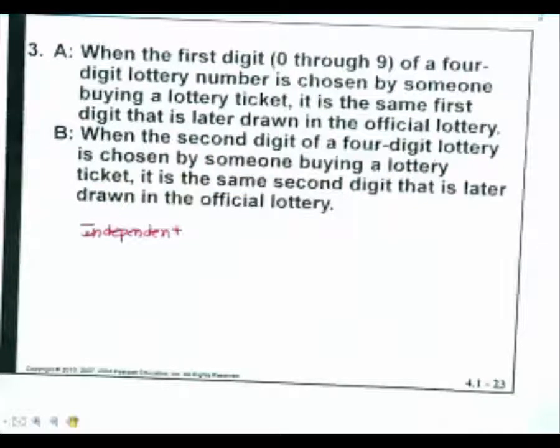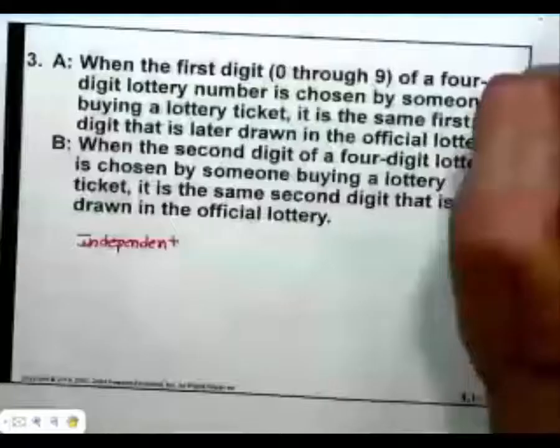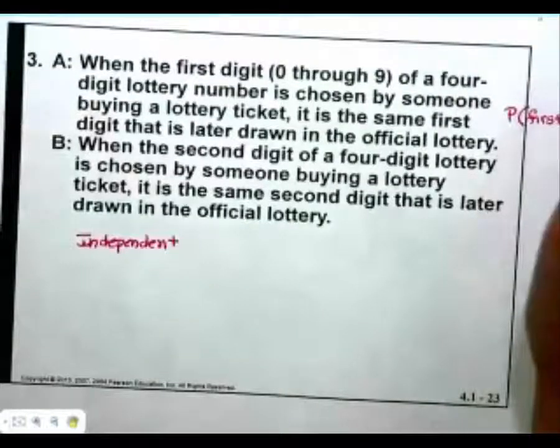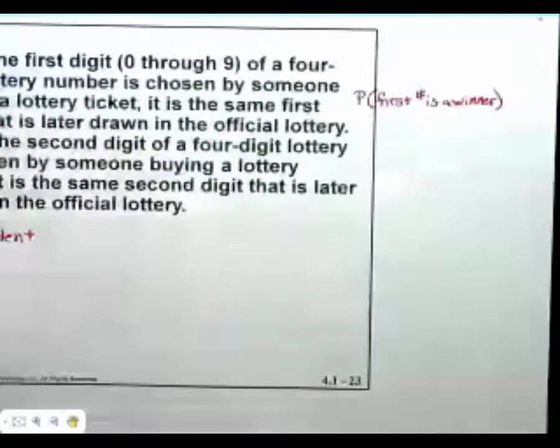What is the probability that that first ping pong ball is going to match the number on my lotto ticket? 1 out of 10. There are 10 balls in the first bin. I'm going to draw out one of them. Only one of them's a winner. I'm just going to say first number is a winner because that's the shortcut way of saying all the stuff that's typed. Probability the first one is a winner is 1 out of 10.